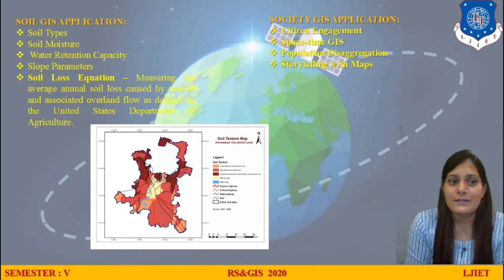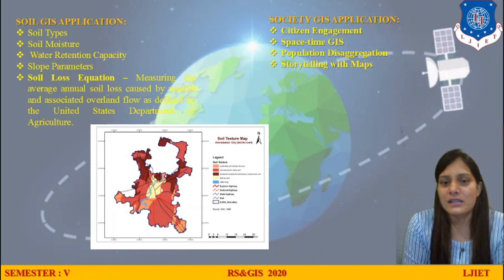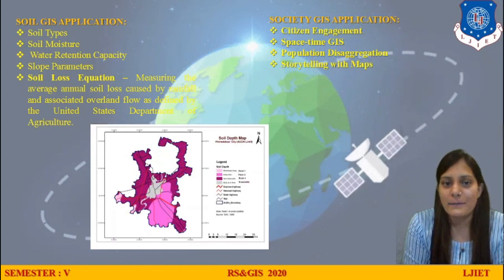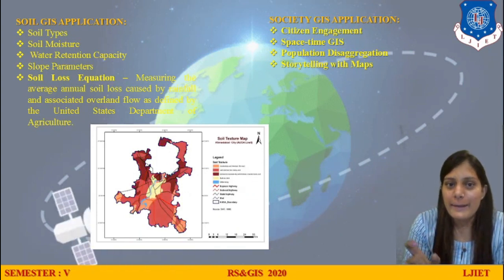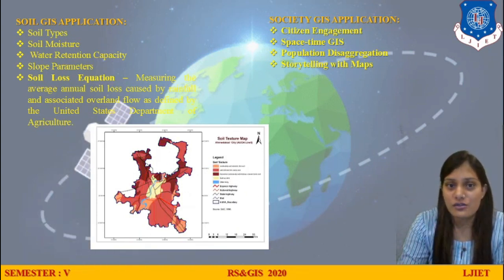Moving further, you can see the soil GIS application, society GIS application. What is soil GIS application? You can see here, I have shown the map. You can see the soil depth, the soil characteristics, the soil textures, all are changing.